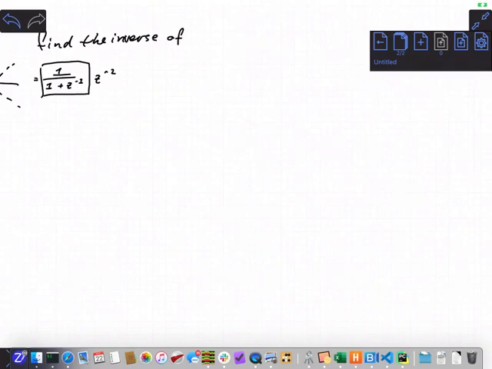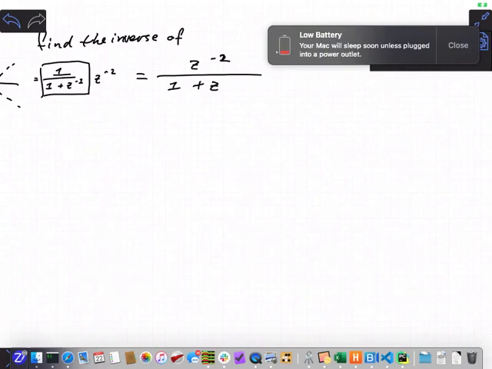And what the textbook tells you to do is this. We say that that is obviously Z to the minus 2 over 1 plus Z to the minus 1.